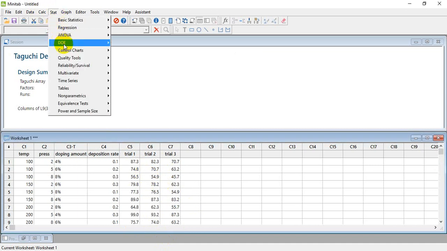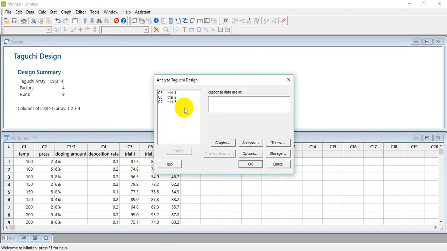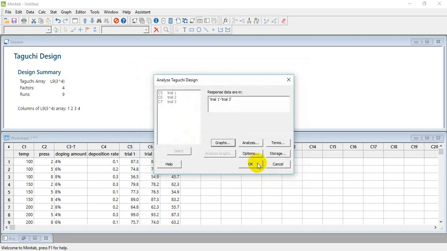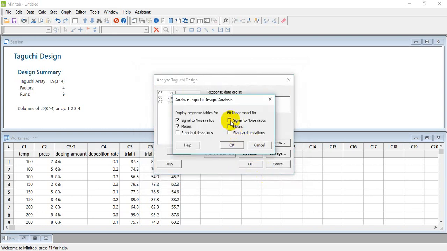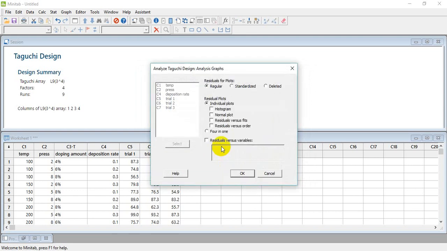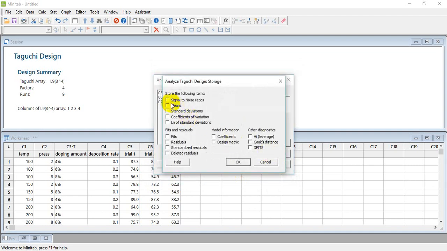Now Stat, DOE, Taguchi, analyze Taguchi design. The responses are the 3 trials. Select graph, signal to noise, standard deviation. Analysis: signal to noise, means. Analysis graph, regular, storage: signal to noise ratio and means, standard deviation. Okay.